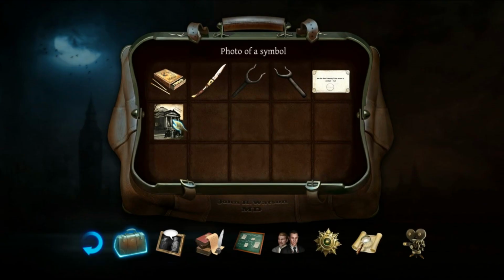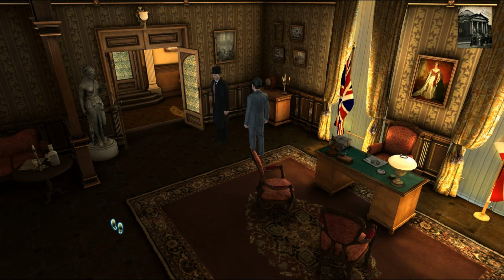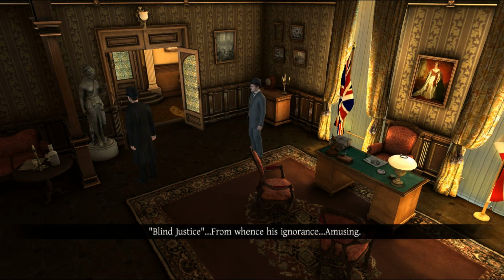What symbol? That's not a photograph of a symbol. I can't even see what it is. Let me zoom in on things. Blind justice. From whence his ignorance? Amusing.